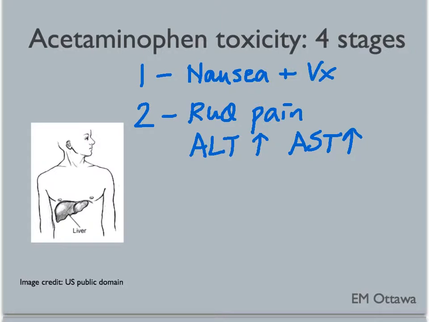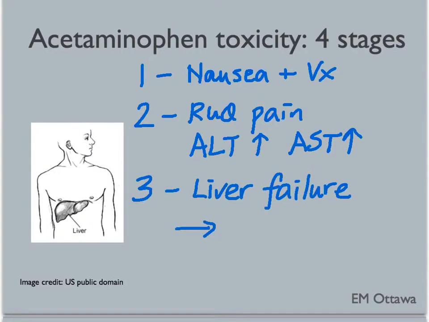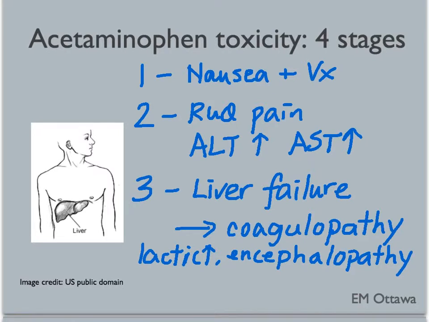Stage 3 is where the patient is the sickest. This is when they develop fulminant hepatic failure. Patients will have coagulopathy, since the liver is unable to make clotting factors, lactic acidosis, and encephalopathy. Stage 4 is for those who survive this: gradual recovery. These are the 4 stages of acetaminophen toxicity.